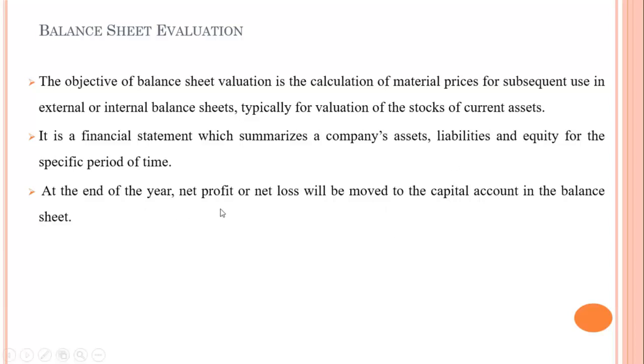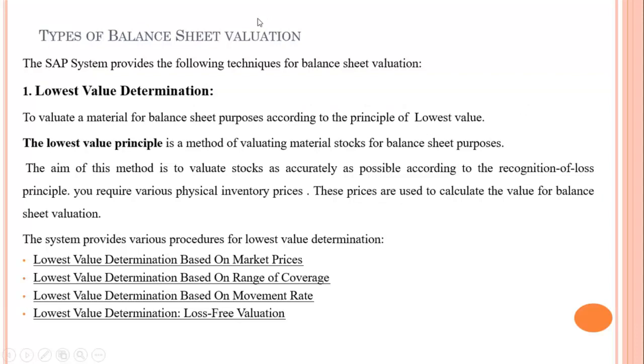At the end of the year, net profit or net loss will be moved to the capital account in the balance sheet. So basically there are three types of balance sheet evaluation, and we are going to discuss all these three types in detail. First is lowest value determination. Now, what is lowest value determination? It is based on the principle of lowest value, having the minimum value to evaluate a material for the balance sheet purpose according to the principle of lowest value.